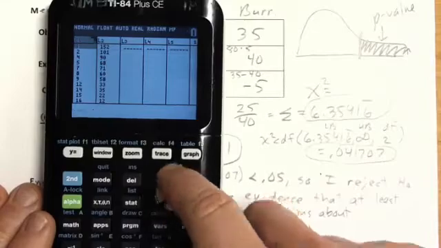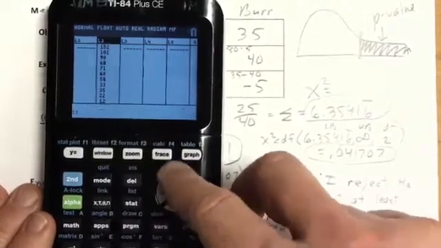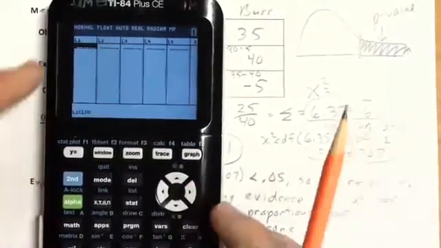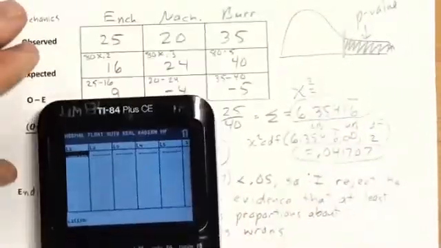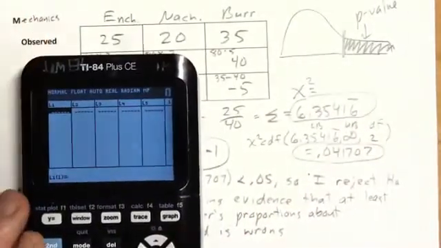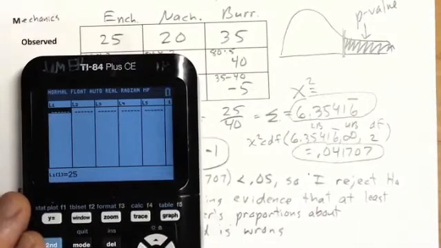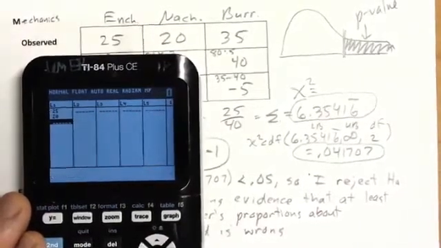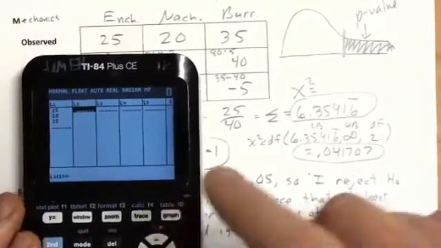and in list 1, let me clear those out. So clear and down arrow. And in list 1, I put my observed counts. The observed counts are just the sample values given in the problem, 25 and 20 and 35. And then I put the expected counts in list 2.